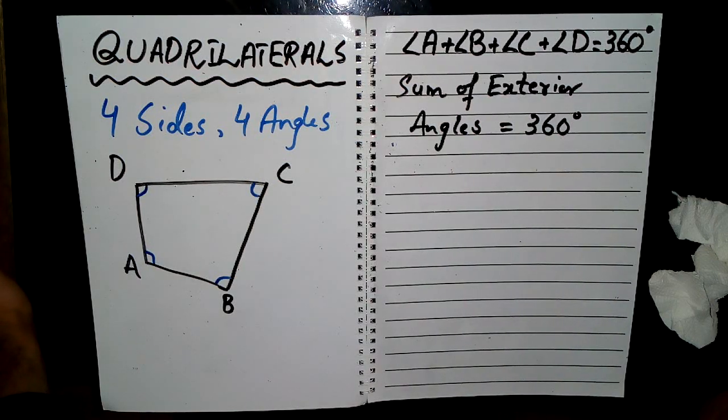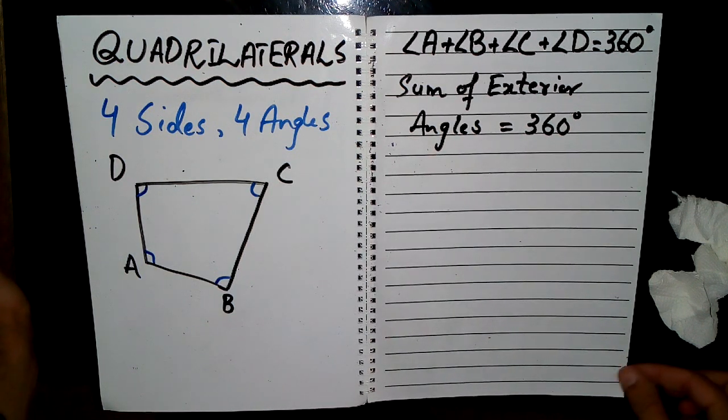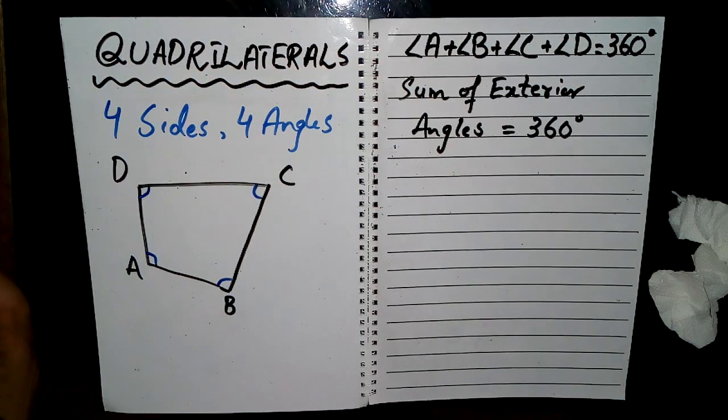In this video I am discussing quadrilaterals. Some students asked me to make this video. A quadrilateral is basically a figure having four sides and four angles. I am not discussing the special quadrilaterals. I am only discussing the basic quadrilateral.